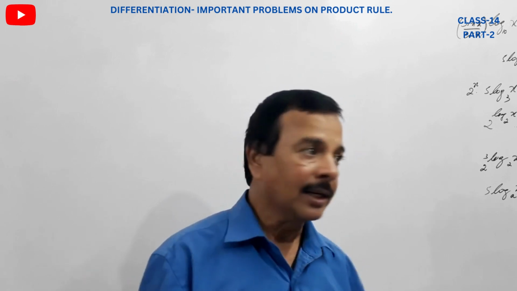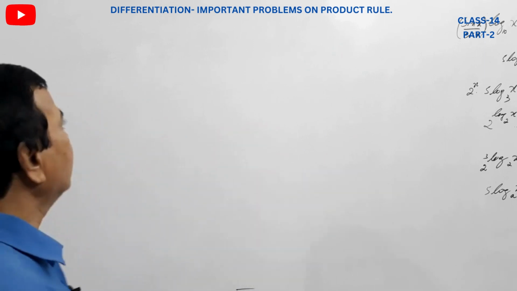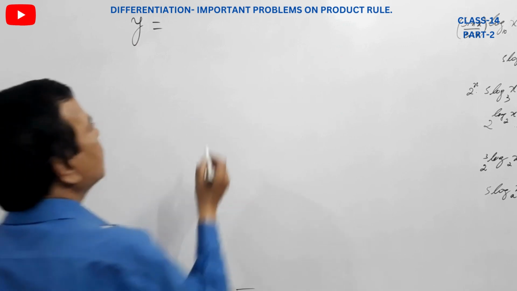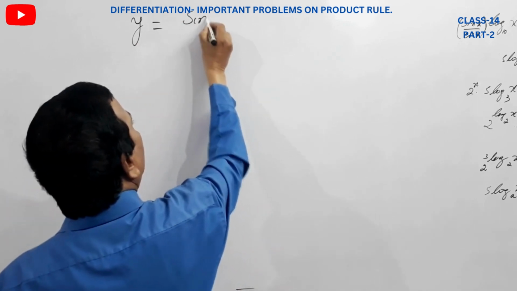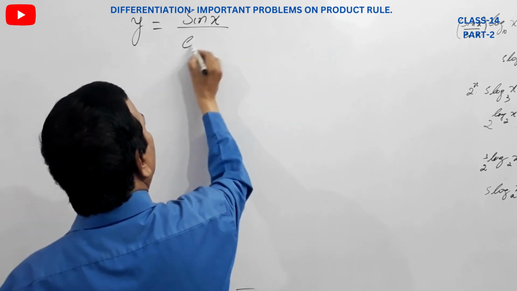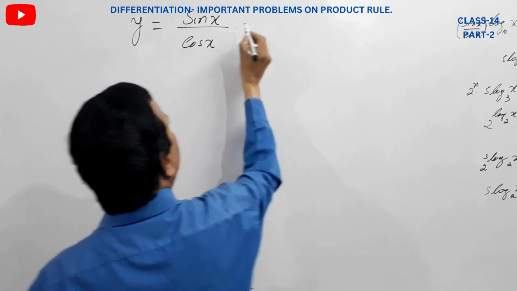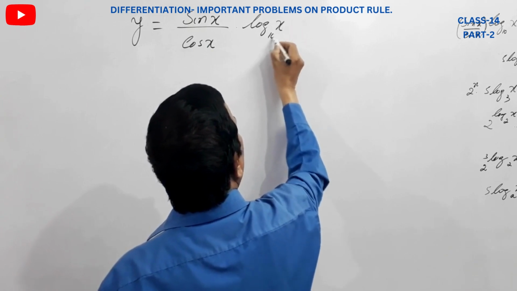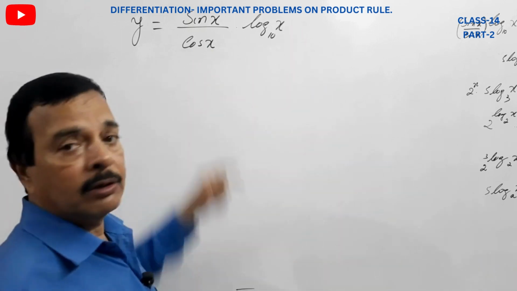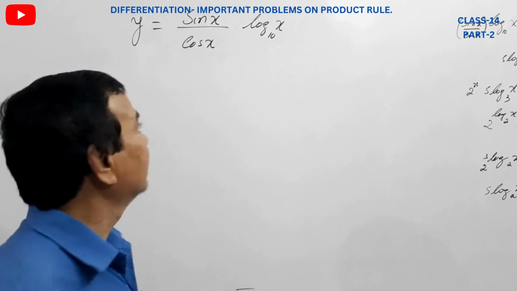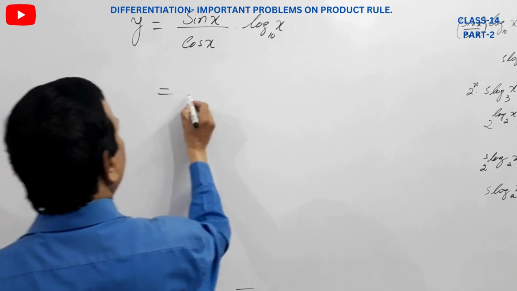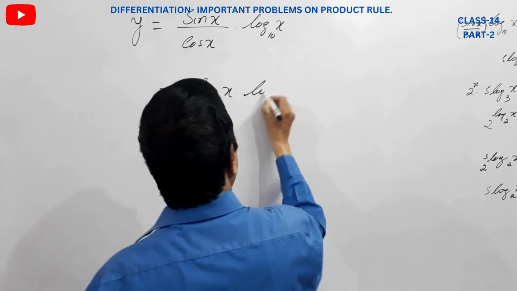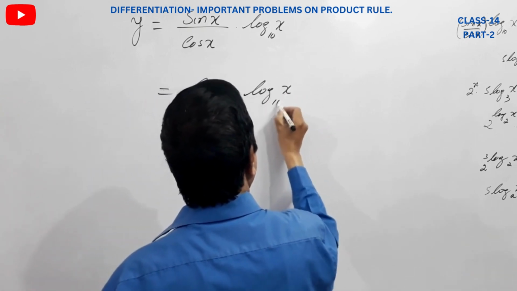So let's start. I have written some problems. Let us take y equals sin x by cos x into log x to base 10. Sin by cos is nothing but tan theta, that is tan x. So this can be written as tan x into log x to base 10.